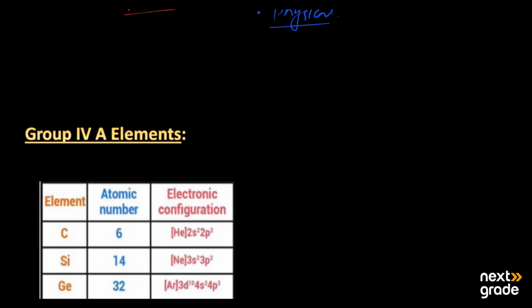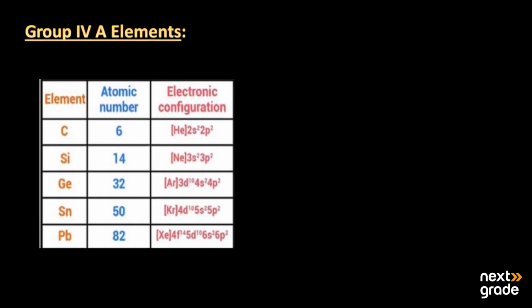Next, let's have a look at the group 4 elements. So here we have group 4 elements. The first element here is carbon. Its atomic number is 6. Electronic configuration we can write as 1s2, 2s2, 2p2. So this is its valence shell.